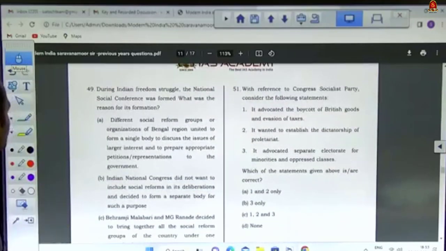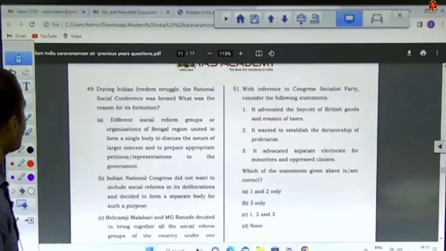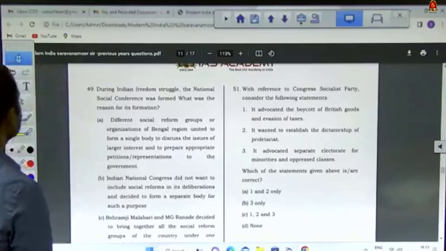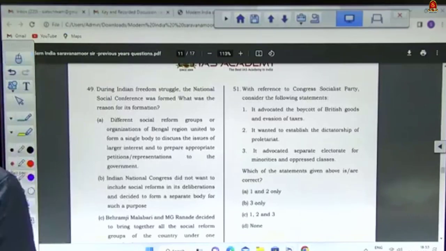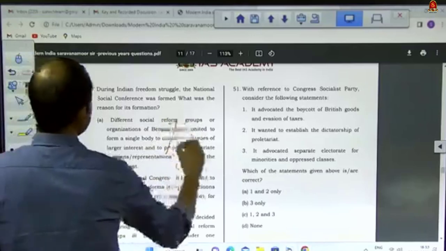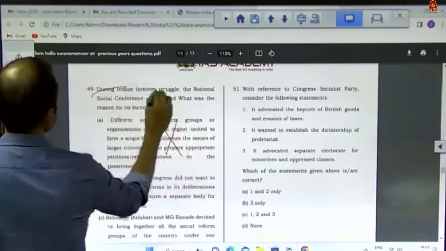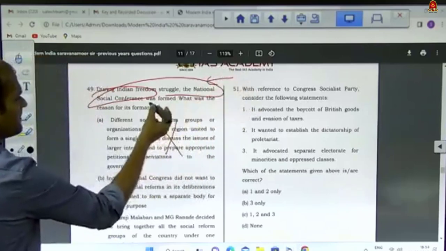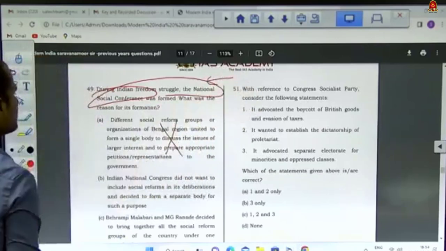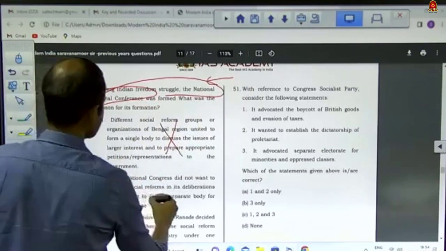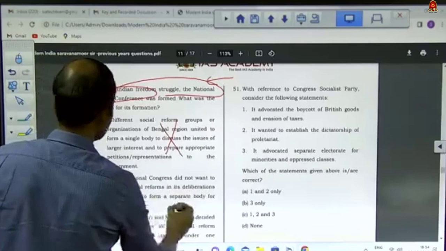49. During the Indian freedom struggle, the National Social Conference was formed. What was the reason for it? Different social reform group organizations in Bengal. Actually, this is wrong because this organization was started mostly by M.G. Ranade, the Bombay group, not the Bengal group. Indian National Congress didn't want to include social reform in its deliberation and decided to form a separate body.